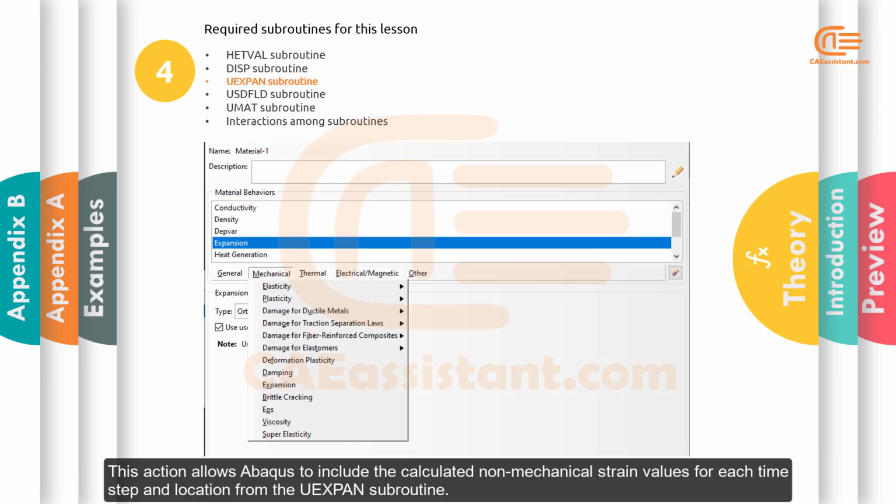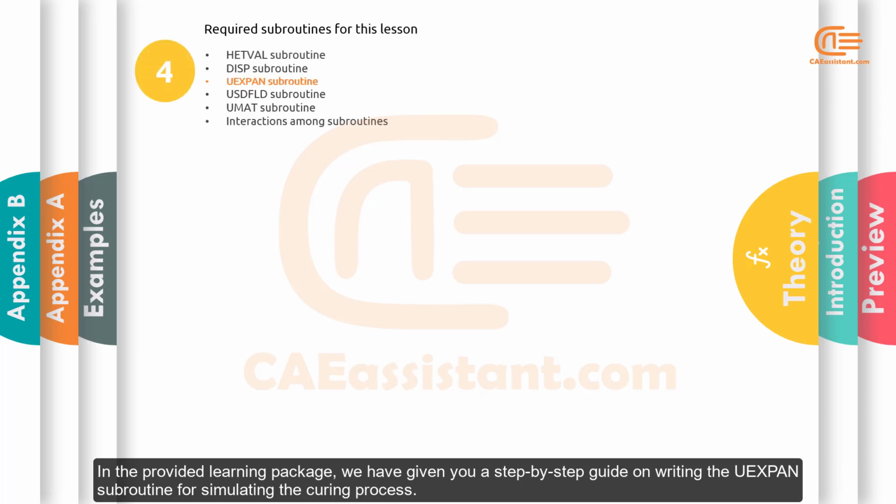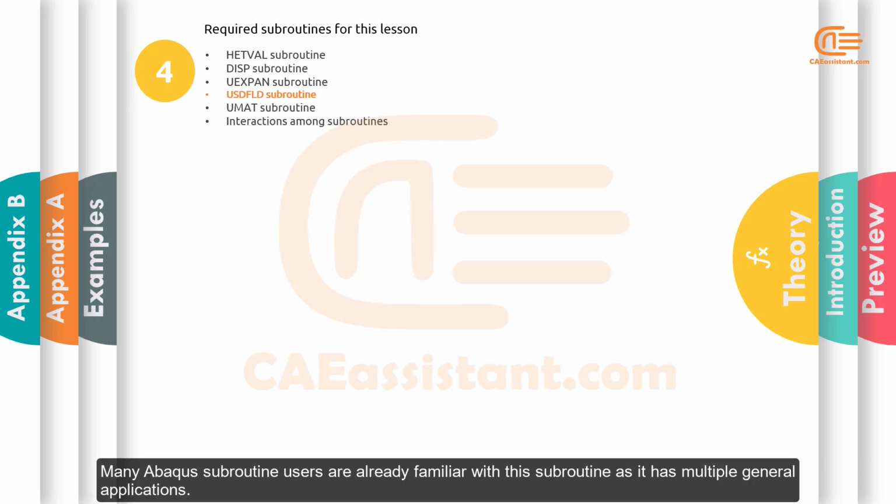To use the UEXPAN subroutine in Abaqus while setting material properties in the Edit Material window, go to the Mechanical menu and click Expansion. This action allows Abaqus to include the calculated non-mechanical strain values for each time step and location from the UEXPAN subroutine. In the provided learning package, we have given you a step-by-step guide on writing the EXPAN subroutine for simulating the curing process. The fourth subroutine required for this lesson is USDFLD.